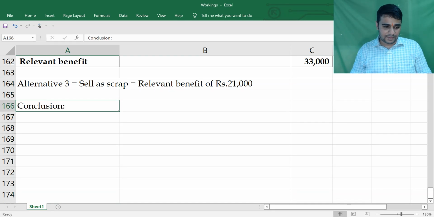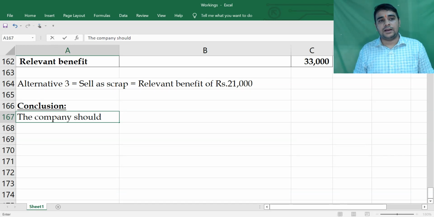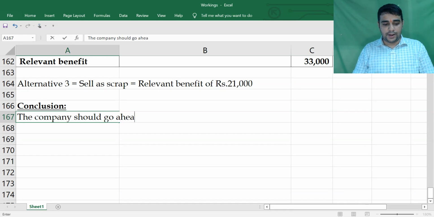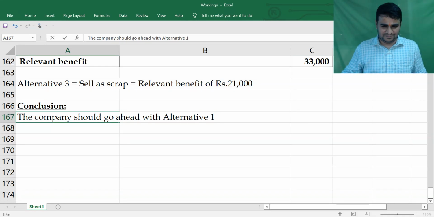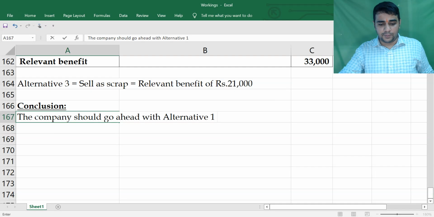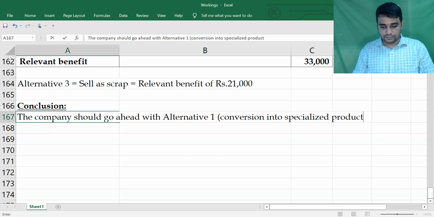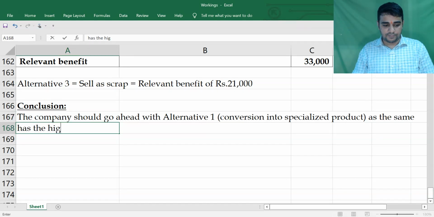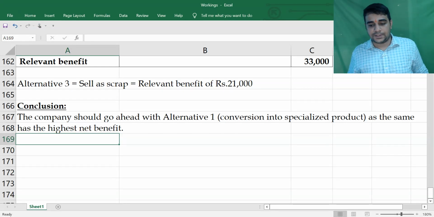Conclusion. The company should go ahead with alternative 1, conversion into specialized product, as the same has the highest net benefit.